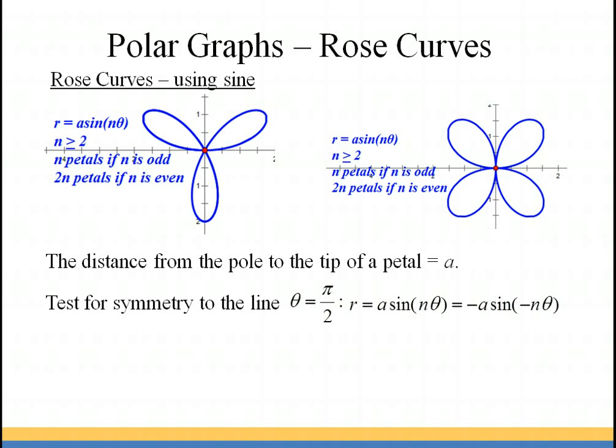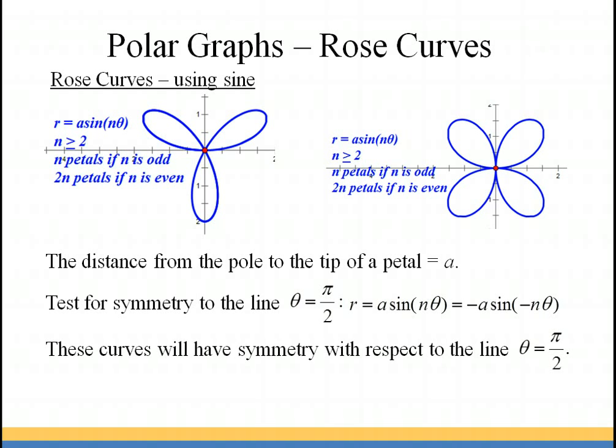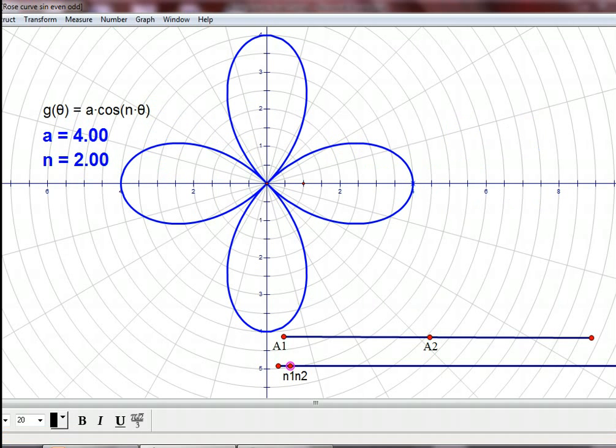In this case, we're going to test for symmetry by replacing theta with negative theta. But in order to get it to equal a sine n theta, we have to take the opposite of the sign. So that means that we have symmetry with respect to the line theta equal pi over 2. Let's go back over this again.